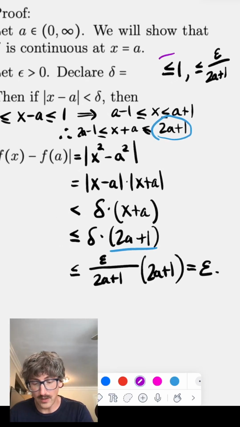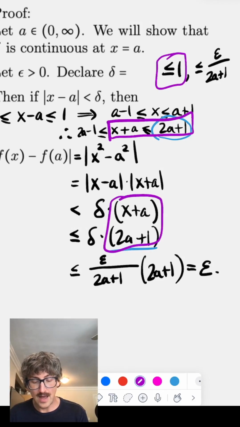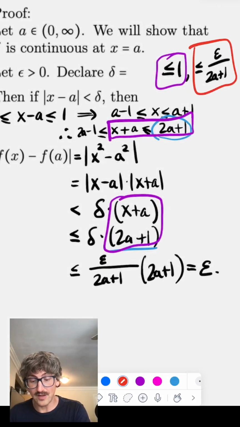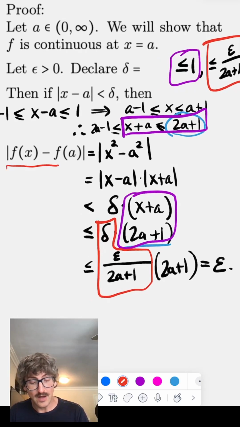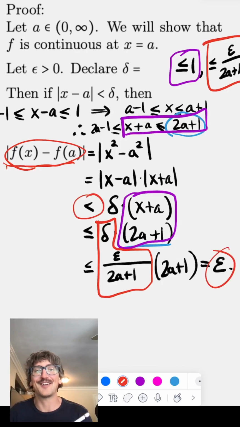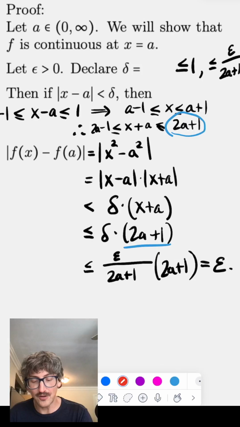And so I hope what I've convinced you of is that if we know that delta is less than or equal to 1, that's going to give us that x plus a is less than or equal to 2a plus 1. We use that right here. And then if we also assume that delta is less than or equal to epsilon over 2a plus 1, well, here's delta. If we put all of those ingredients together, the purple ingredients, the red ingredients, we show that f of x minus f of a is going to be strictly less than epsilon, right? And so how do we finish this proof? How do we put it all together? Well, let's get rid of all this color coding.